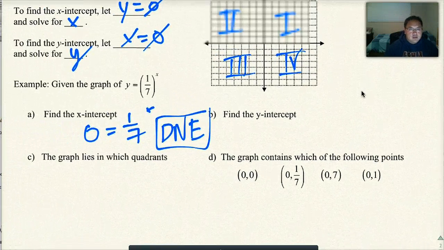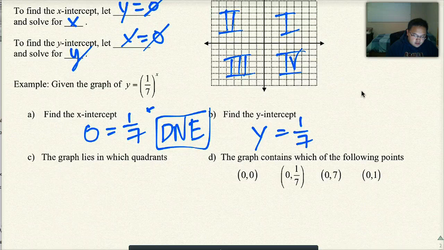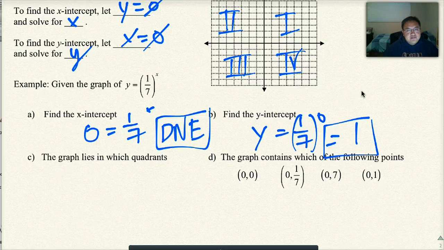To find the y-intercept, if you remember, I let x equal 0 and solve for y. Alright, y equals (1/7) to the 0 power. Anything to the 0 power is equal to 1. The y-intercept is at 1.